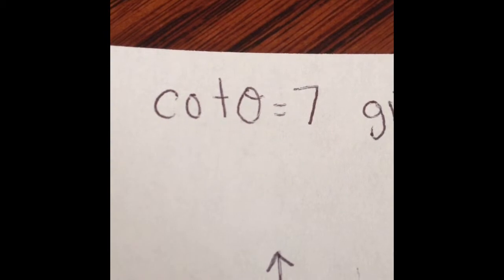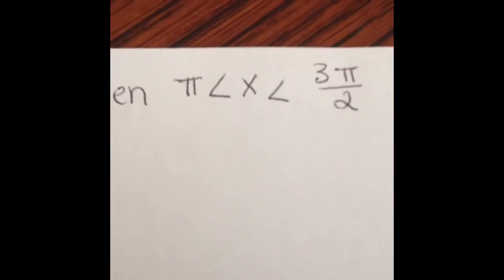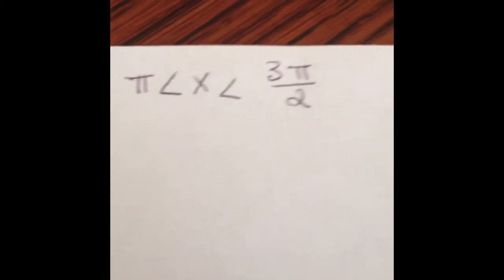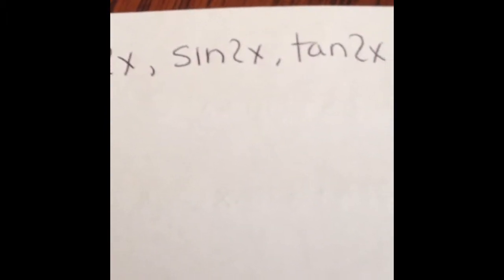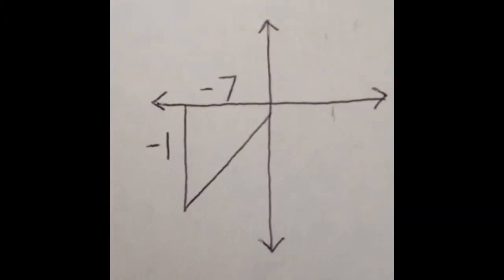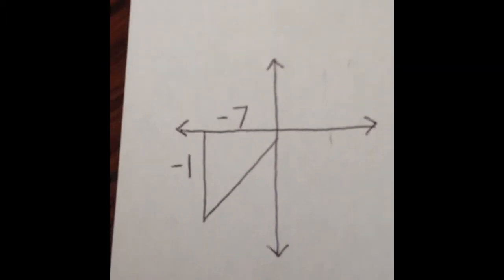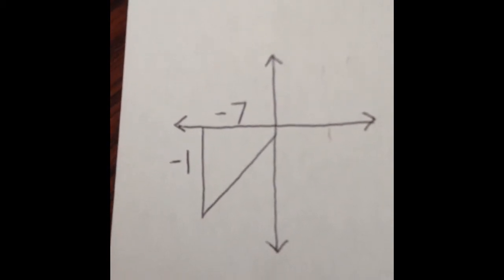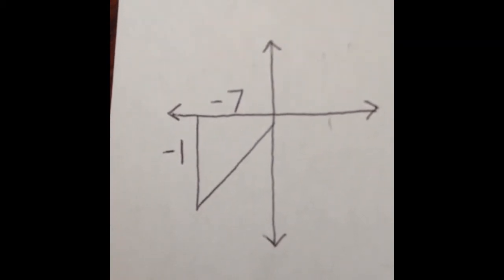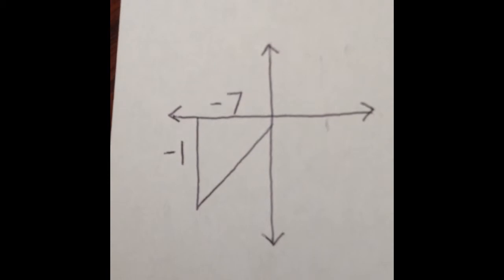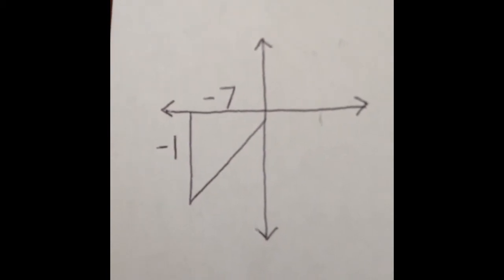Solving double angle problems using triangles. Given that the cotangent of theta equals 7, and x is between pi and 3 pi over 2, solve for cosine 2x, sine 2x, and tangent 2x. First, you have to draw a triangle in the third quadrant. Given that cotangent theta equals 7, you have the adjacent side is negative 7, and the opposite side is negative 1, because they're in the third quadrant.